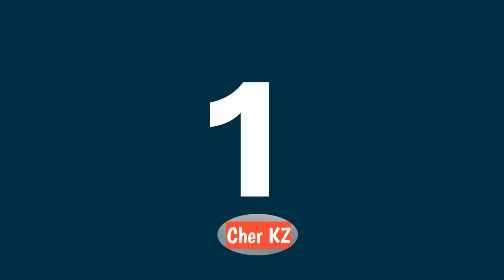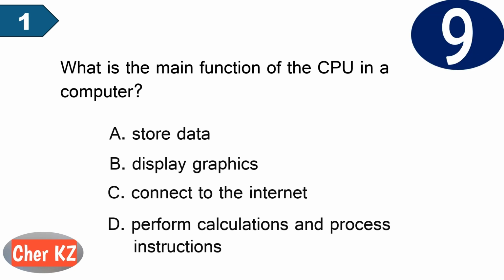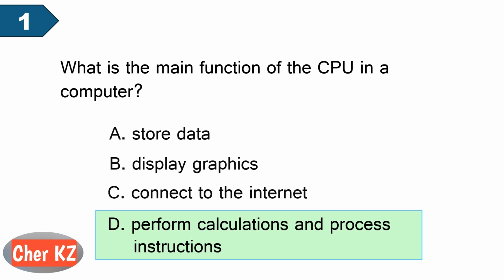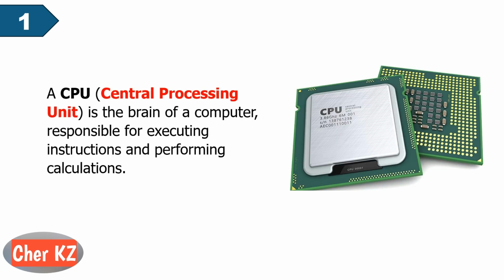Question number 1. What is the main function of the CPU in a computer? The correct answer is letter D. Perform calculations and process instructions. A CPU or central processing unit is the brain of a computer, responsible for executing instructions and performing calculations.